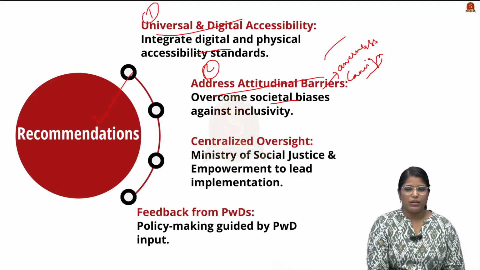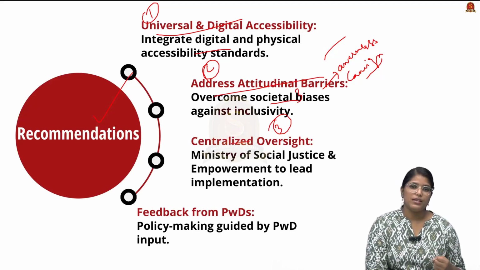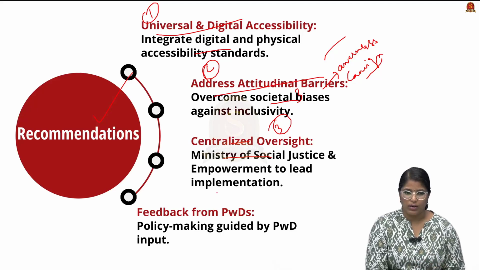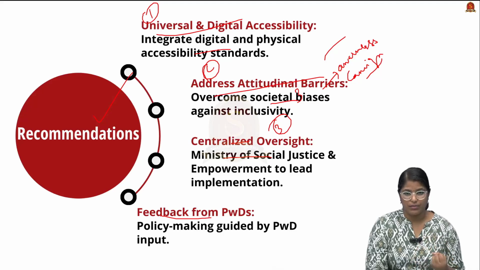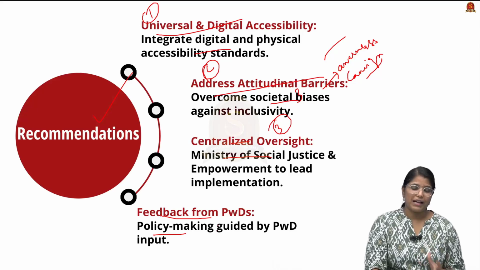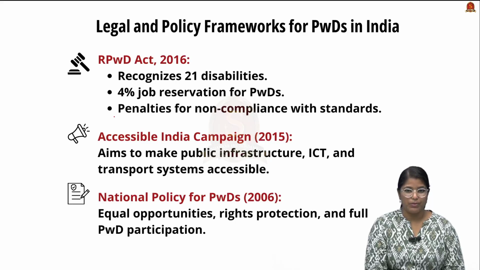Now, the third important thing that you have to remember is that we should have a centralized oversight, and this can be done by Ministry of Social Justice and Empowerment. They can lead or they can oversee any kind of implementation, whether that guideline has been implemented or not. And now finally we have to get feedbacks from the persons with disabilities, and this will help us in policy making to gain the maximum output. So, having seen the recommendations, now let us quickly go through the legal and policy frameworks for PWDs in India.